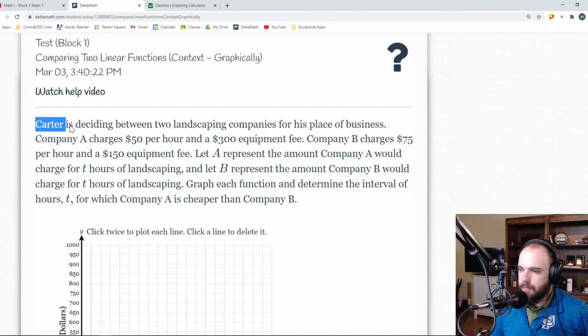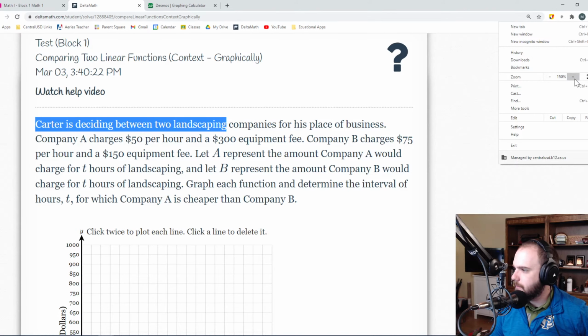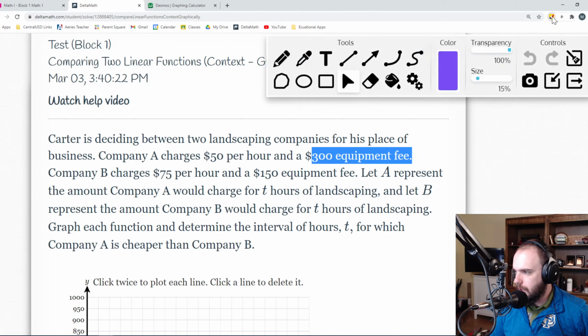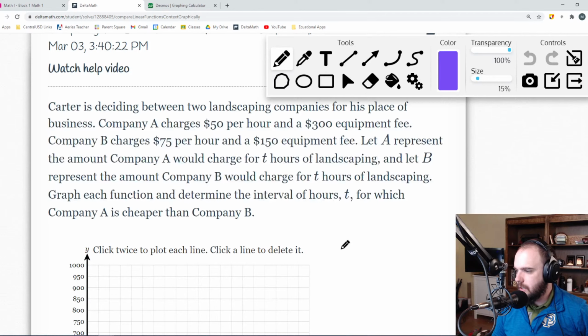So Carter is deciding, let me make this a little bit bigger. Carter is deciding between 2 landscaping companies for his place of business. Company A charges $50 per hour and a $300 equipment fee. So if I wanted to write an equation here, we could say company A is charging $50 per hour plus $300, like a $300 flat fee.